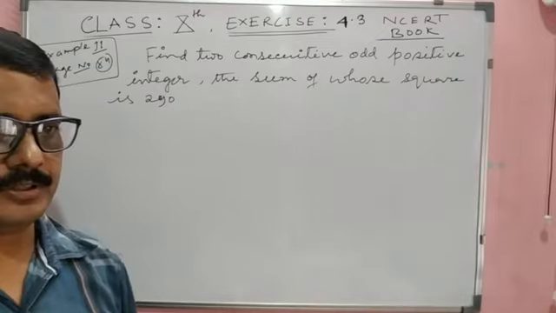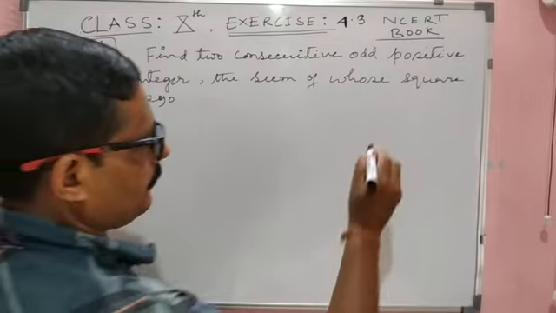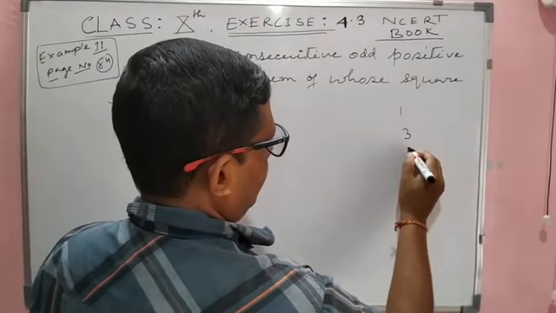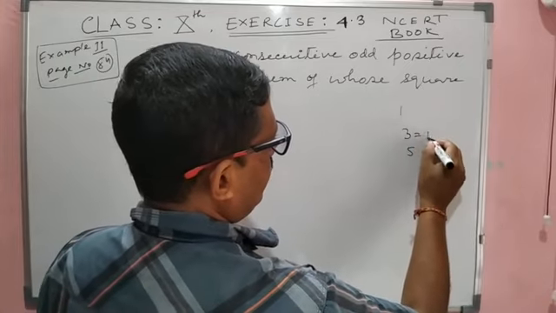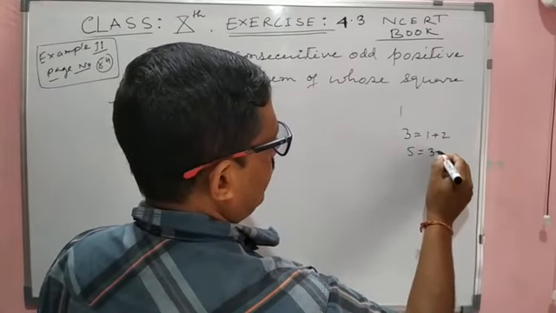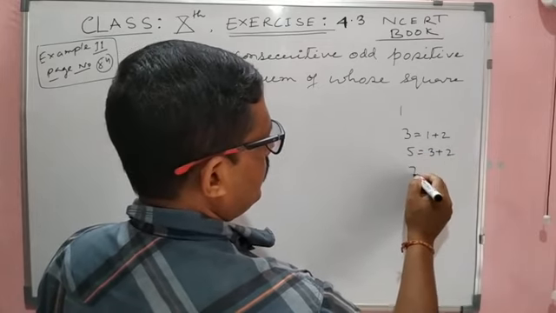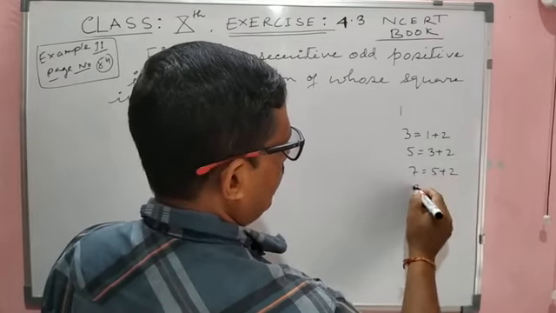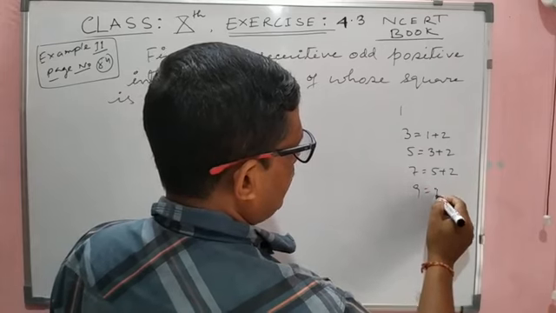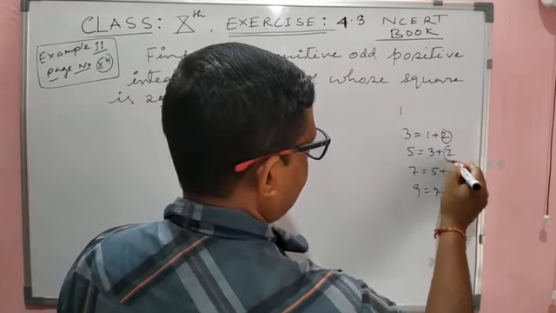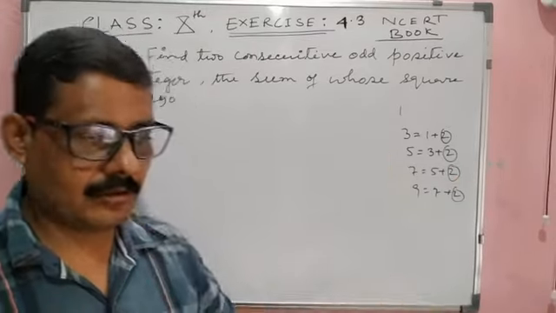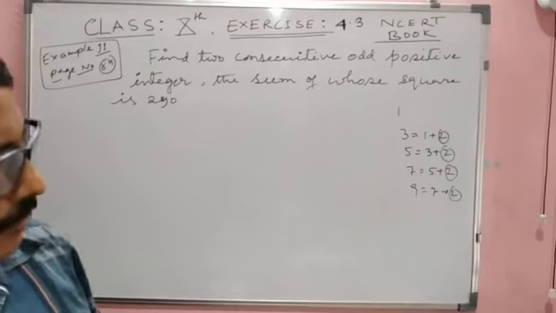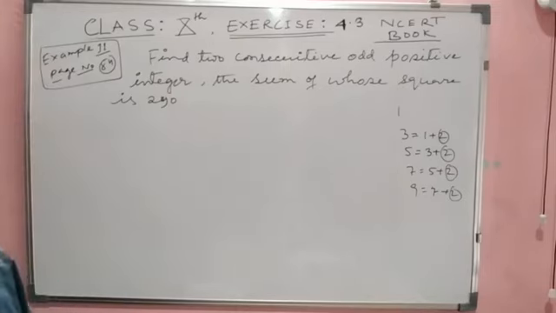Consecutive odd positive integers. So odd numbers we know: 1, 3, 5. These are the consecutive odd integers. So 3 equals 1 plus 2, 5 equals 3 plus 2, 7 equals 5 plus 2, then 9 equals 7 plus 2. That means we have to add 2 to an odd number to get the next consecutive odd number. So we'll use this concept here.